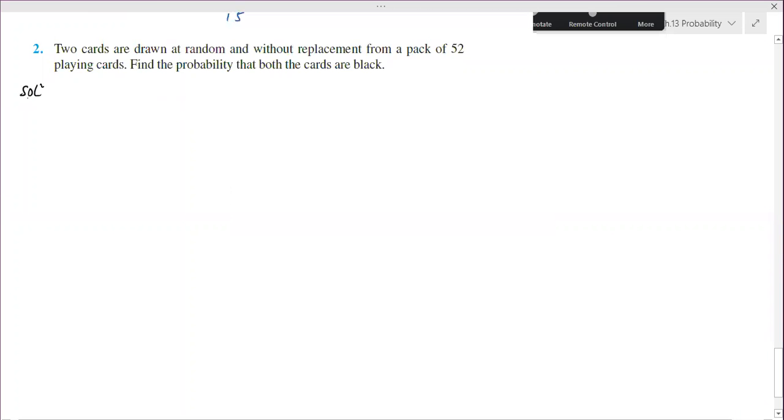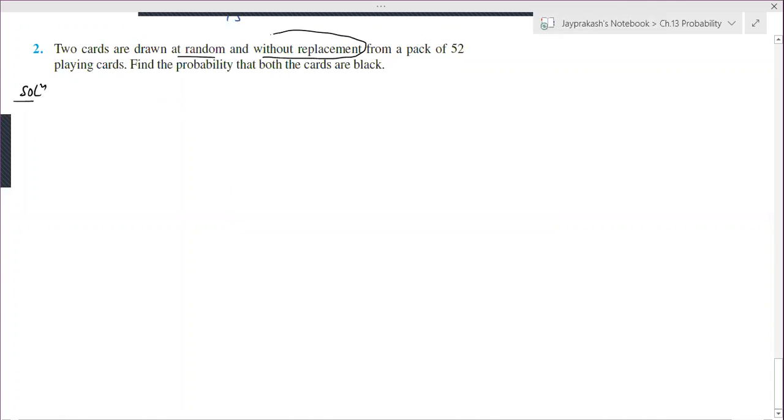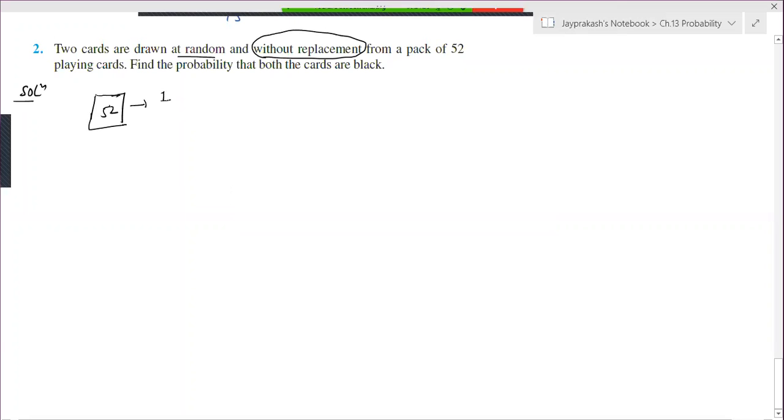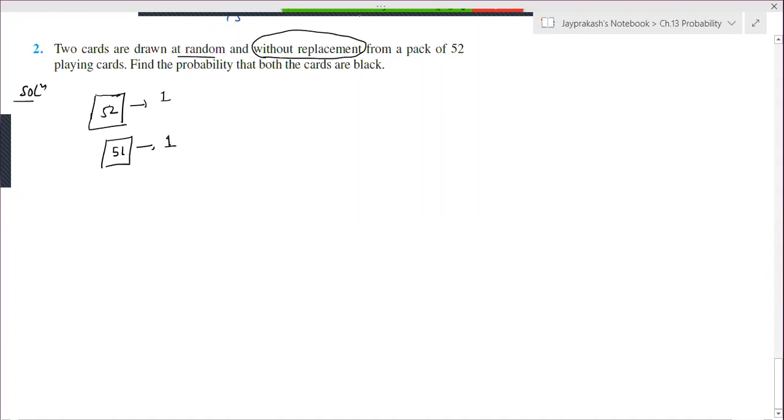Okay, what is given in the question is that two cards are drawn at random without replacement. So without replacement means out of 52 cards, I have taken one card. Now I am not returning this one card to the box. Now the box has 51 cards. Then again we have to select one card.